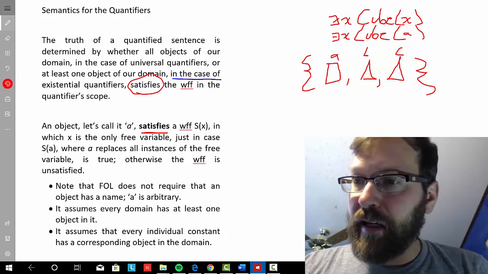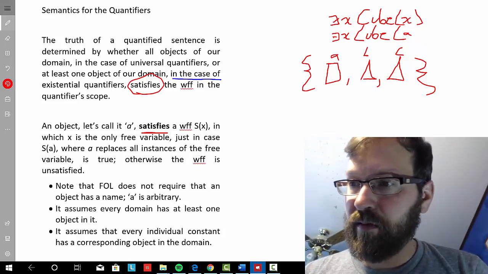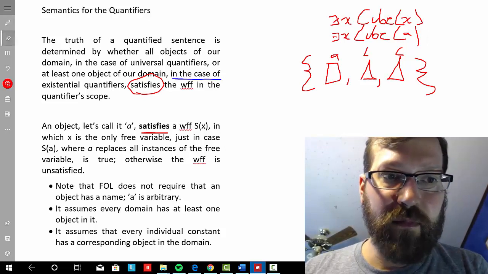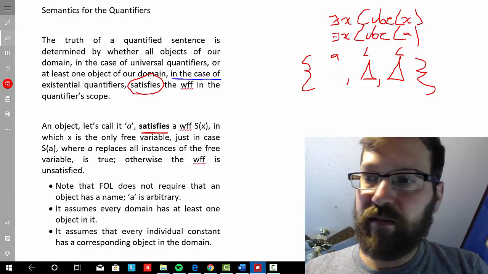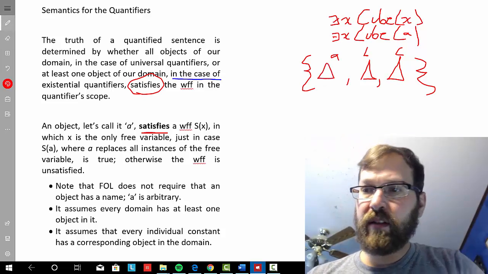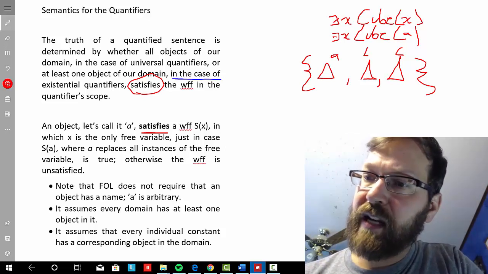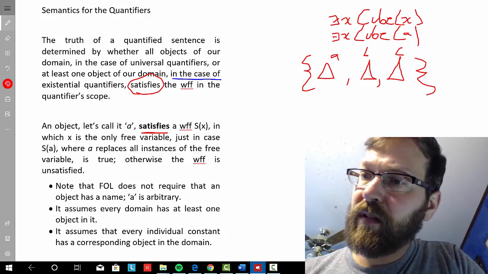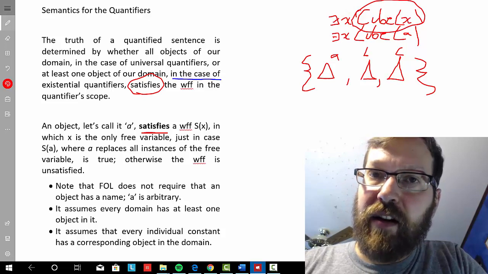But if we had a different domain in which everything that was in it was a tetrahedron, then no object satisfies this well-formed formula. a does not satisfy it, b does not satisfy it, and c does not satisfy it.